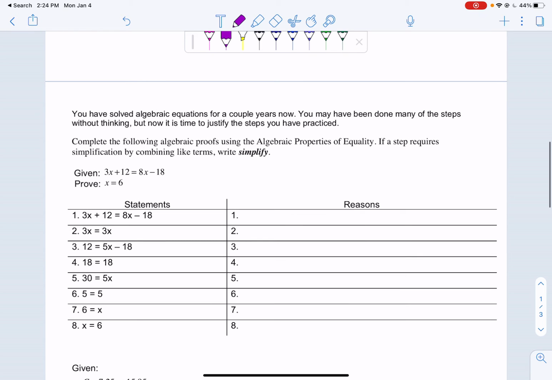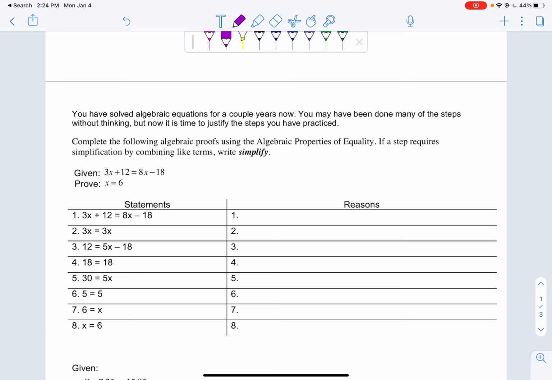So you've solved algebraic equations for years now. You solved them with me in Algebra 1, you solved them in 8th grade, you solved them in 7th grade, and you even solved them in 6th grade. So you've been doing them for years. We should know how to solve an equation by now. You've done many of these steps without thinking. I know some of you can solve an equation by not showing every single step, but here's the issue. You are in geometry. We need every single step shown because that's just the way geometry works.